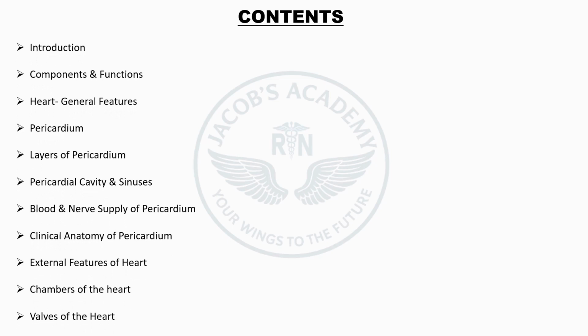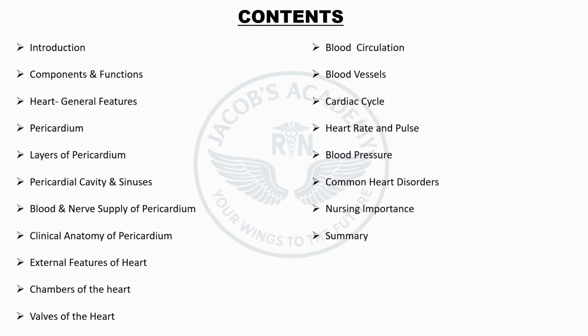In this lesson on the cardiovascular system, we will cover the following topics in a systematic and exam-oriented manner. First, we will begin with a brief introduction to understand the importance of the cardiovascular system. Next, we will discuss the components and functions of the cardiovascular system, including the heart, blood vessels, and the blood. Then, we will study the general features of the heart, followed by the pericardium, its layers, pericardial cavity and sinuses, and the blood and nerve supply of the pericardium. We will also look at the clinical anatomy of the pericardium.